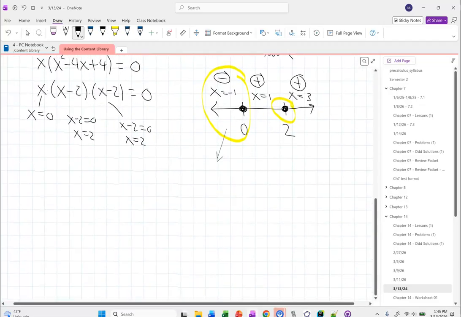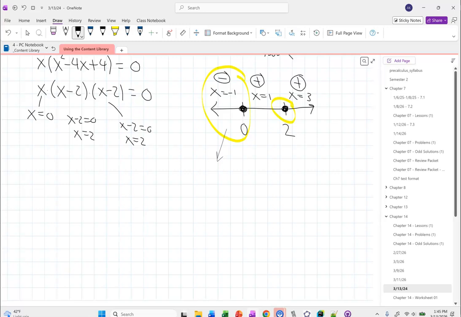So how do I write this interval? Negative infinity to 0, and then a union with 2. I need a bracket on 0. Why am I using a bracket on 0? Because it was a filled circle. And then we do a union. How do I write just 2? Bracket just 2, close. I use set notation.